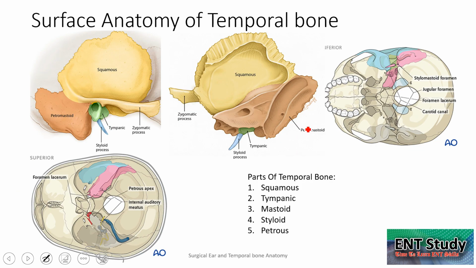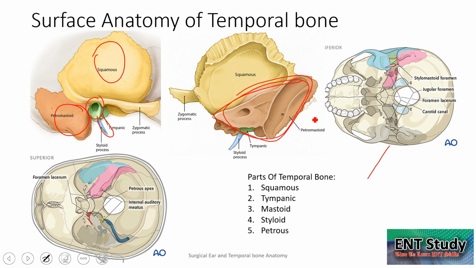Now coming towards the surface anatomy of the temporal bone. Basically, the temporal bone is divided into 5 parts. This is the squamous part. This is the tympanic part. This is the styloid part. And we have the mastoid over here. The petrous part is located inside the brain, which is at the medial boundary of the temporal bone.